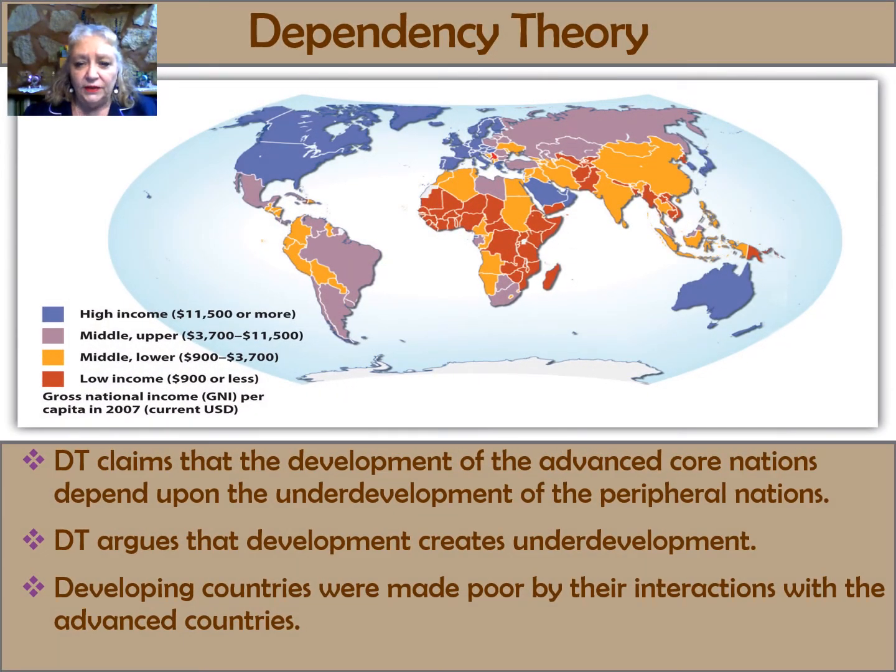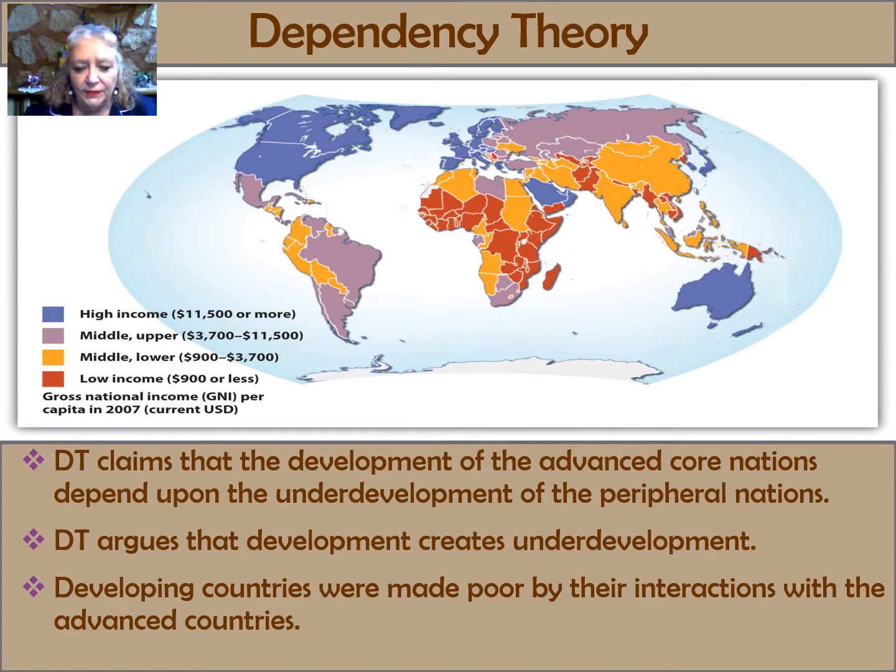So dependency theory, this is another theory that's kind of interesting. If you look at this map here, you're going to see the high, the middle upper, the middle lower, and the low income throughout the world. All right, and it's based on your GNI per capita. This is from an older map from 2007. So there's some changes here, but for our purposes, it's fine.